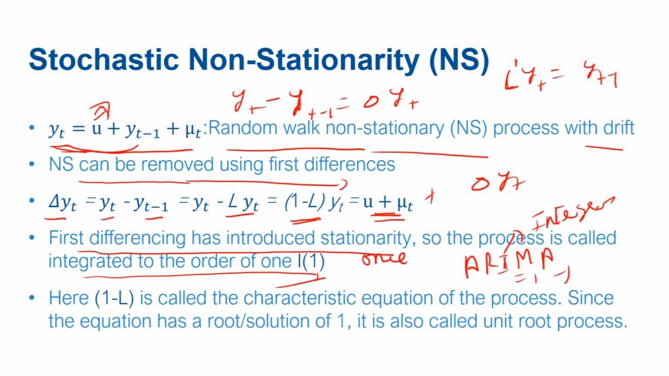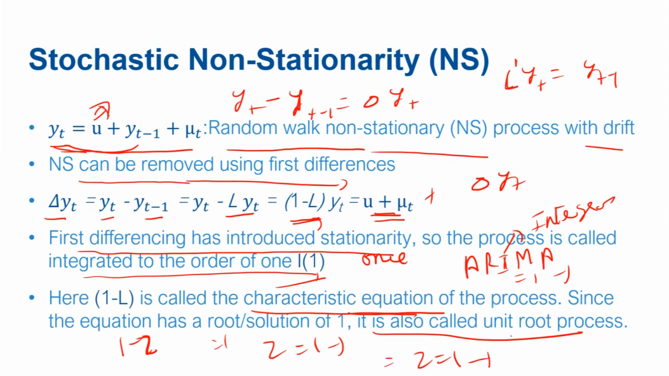Also, if you recall, this 1 minus L can be written in the polynomial form like 1 minus Z, and this is the characteristic equation of the process, and it has a root at Z equal to 1. That is why this is also called a unit root process or unit root non-stationarity. The characteristic equation of the process has a root at Z equal to 1, which indicates non-stationarity, and in technical terms we say that the root lies on the unit circle.